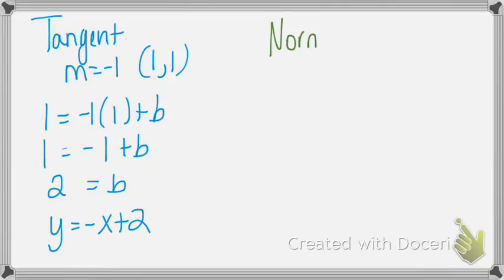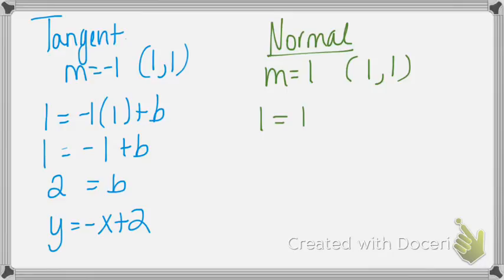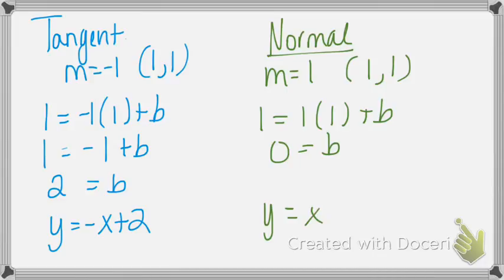For the normal line, I know that if the slope of the tangent is negative 1, then the slope of the normal is 1. I still use the point (1, 1). y equals mx plus b. That's going to be b is 0, so y equals 1x plus 0, or y equals x. So tangent and normal lines are really not any different, just that you have to consider what the points are.